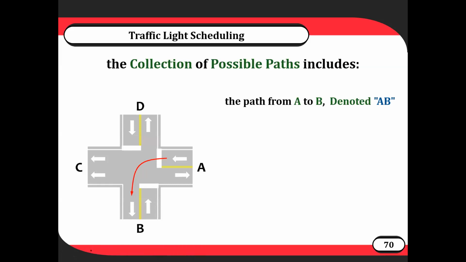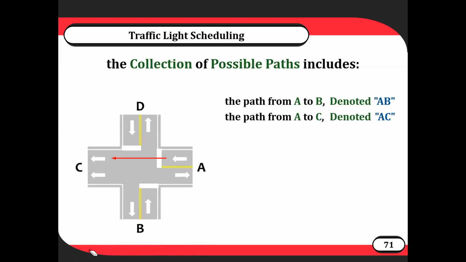And each path is also very definite. So if I turn left from A, then I turn onto road B. So if I start here and I turn left, I end up on road B, and this path we could denote AB. And it's a very definite path. There's no ambiguity. If we make a left on A, we end up on road B.